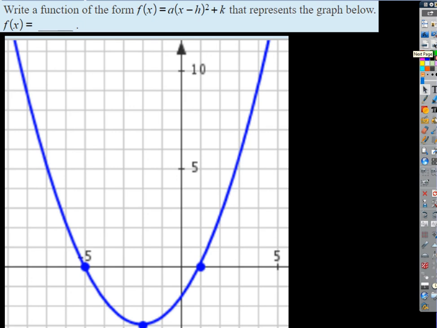Last one for today, I think. How about this guy? Write that function in that form. So what kind of parent graph is this? x². So we just need to know the values of A, H, and K. H and K are simple. What are the values of H and K?